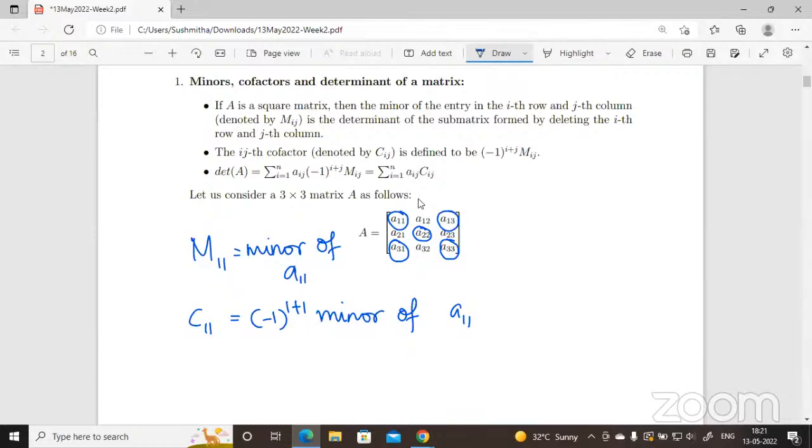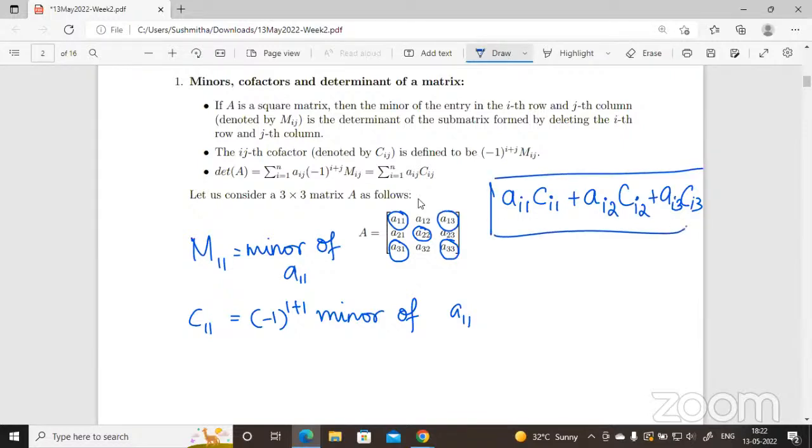And the determinant of a matrix is nothing but: take any row or any column, and then take all the entries in that row. So Ai1 into Ci1 plus Ai2 into Ci2 plus Ai3 into Ci3. You multiply each element with its cofactor and do this for all the elements of the row or column that you want to expand along. So this is the general formula for the determinant. We can do this along any row or any column. The easiest way to expand is to pick the row or column with the maximum number of zeros, so that the computation becomes much simpler.